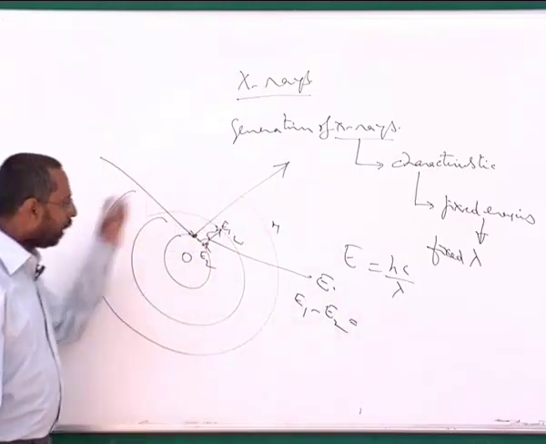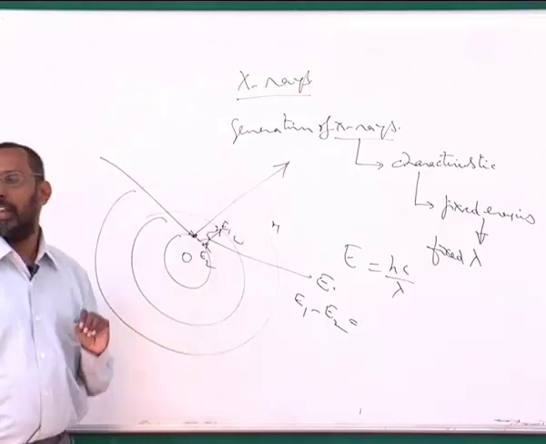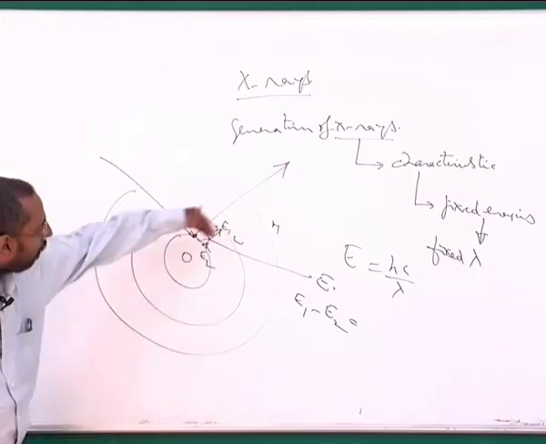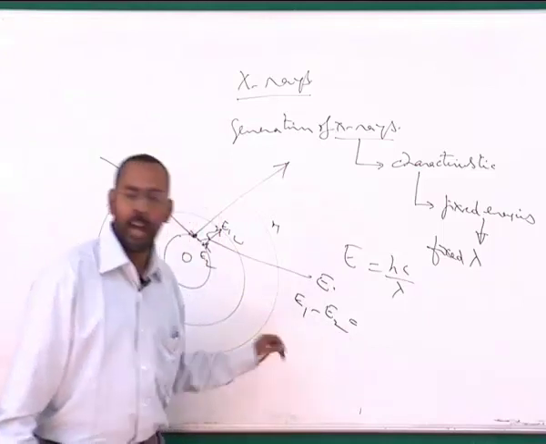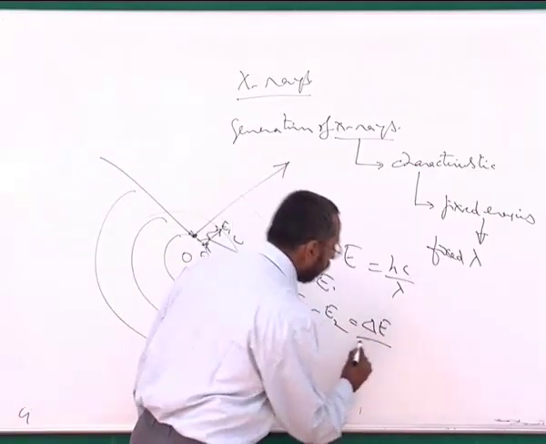And because we know that all energies in these electronic configurations are quantized, there are fixed energy positions, and because of this the E2 minus E1 or E1 minus E2 is also quantized. This delta E is also quantized.